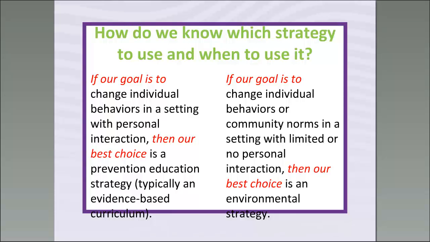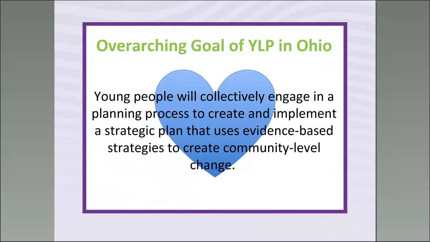Generally speaking, when we are using our precious prevention dollars to implement strategies, we often look at choosing between an individual or environmental strategy. This is because these 2 strategies have the greatest propensity for individual and/or community change. If our goal is to change individual behaviors in a setting with personal interaction, then our best choice is prevention education. If our goal is to change individual behaviors or community norms in a setting with limited or no interaction, then our best choice is an environmental strategy.